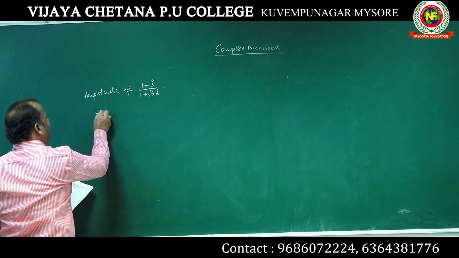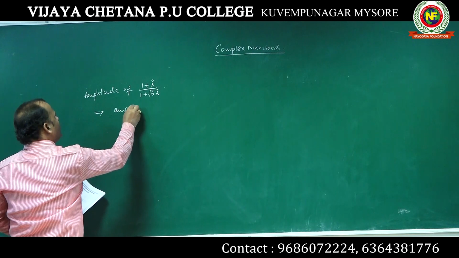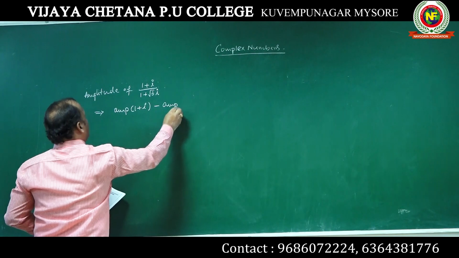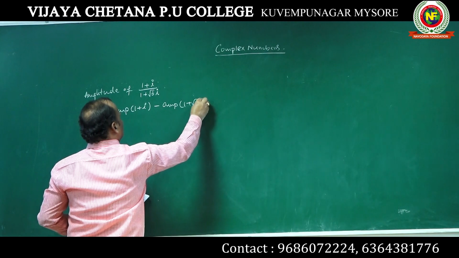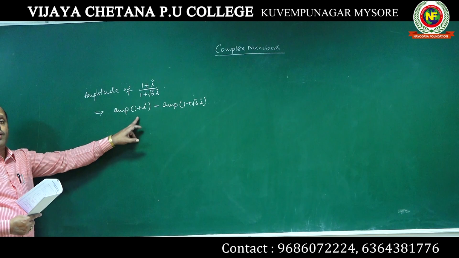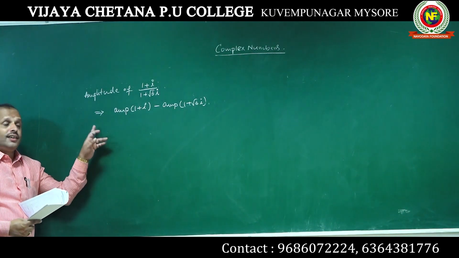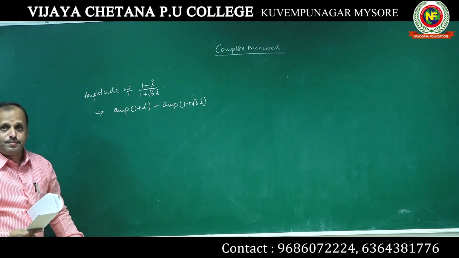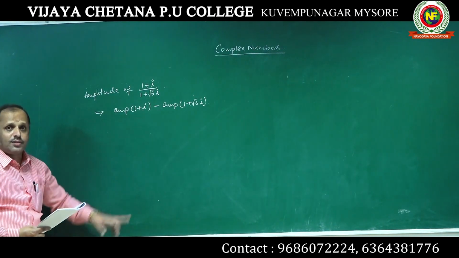So here it is in the form of the amplitude of 1 plus i minus the amplitude of 1 plus root 3 i. We know that this is in the form of polar representation. We know that z is equal to r cos theta plus r i sin theta. So it is in the form of 1 plus i. We know that z is equal to x plus i y.